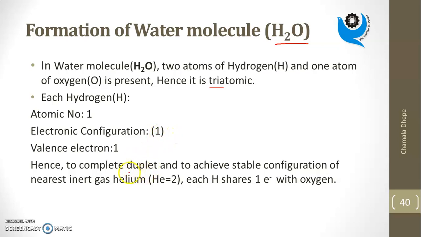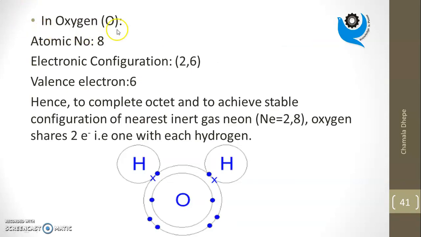Okay, hence, tell me now whether it is going to complete its octet or duplet. Here it is going to complete its duplet. Hence, to complete the duplet and to achieve the stable configuration of the nearest inert gas helium, that is 2, each hydrogen shares 1 electron with the oxygen. When you see the figure, you will be more clear about that. Now see, the next atom is oxygen. Atomic number of oxygen is 8. Its electronic configuration is 2, 6.